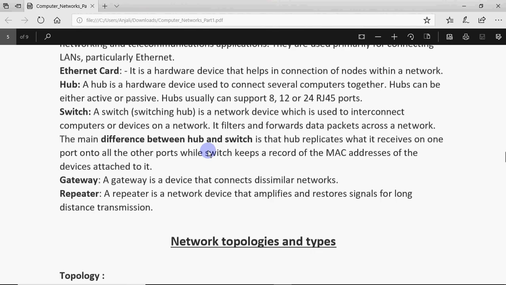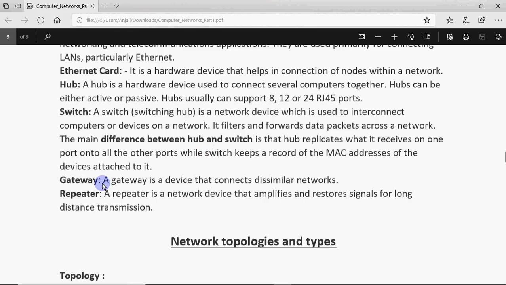Whereas a switch knows their addresses and it checks where it should be sent exactly and it sends it there, remembering the MAC address, that is medium access control address, of each device connected to the network. Because MAC address is the one which is used to identify every computer in a local area network. For wide area networks, that is internet and all, we have IP addresses.